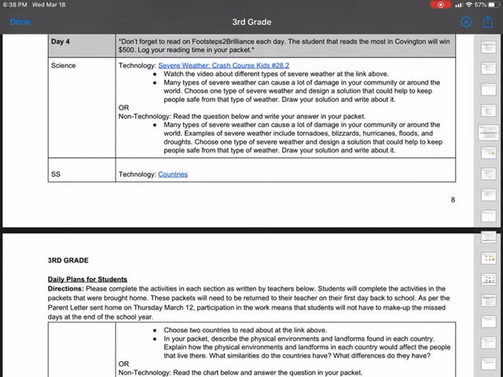So today looks a little different than the past couple of days because you are not doing reading and math today. You're actually doing science and social studies.